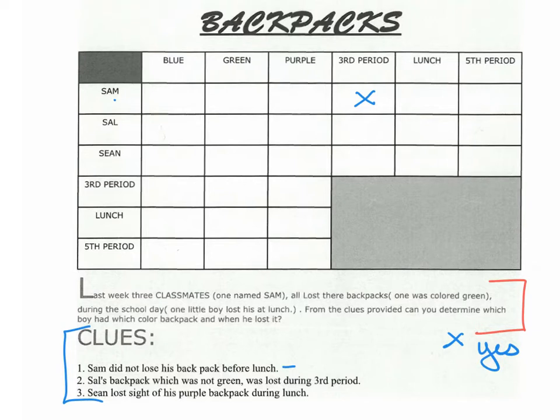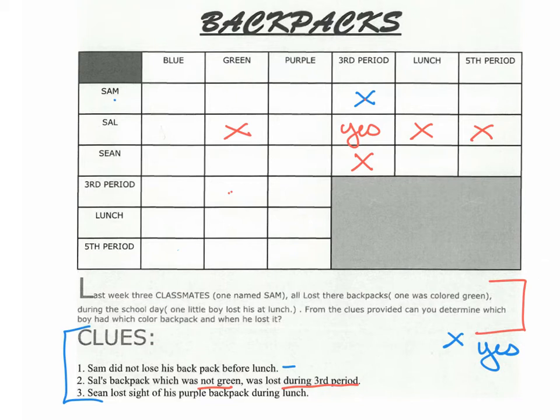Clue number 2. Sal's backpack, which was not green, so here's Sal, he did not have a green backpack, was lost during 3rd period. So we know Sal lost his during 3rd. So Sam couldn't have and Sean couldn't have. And we also know that Sal could not have lost it at any other time. Now we can go the other way too. The green backpack was not lost during 3rd period. So I'm not going to put anything down here quite yet.